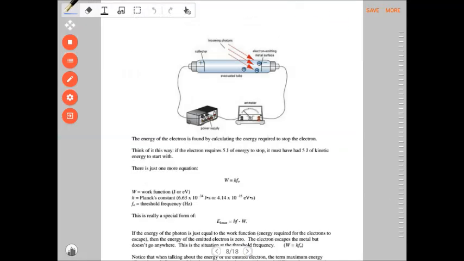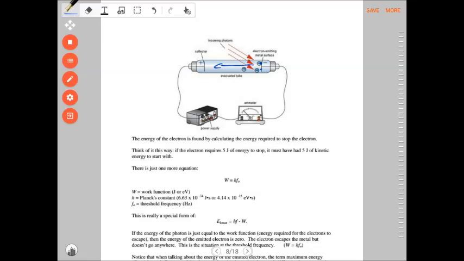Okay, let's keep going. All right, so we've got this thing going on here. Incoming photons come here and hit this photoelectric surface. When they hit the electrons, if we're above the threshold frequency, electrons will get kicked off. The electrons will try to go this way across the gap.